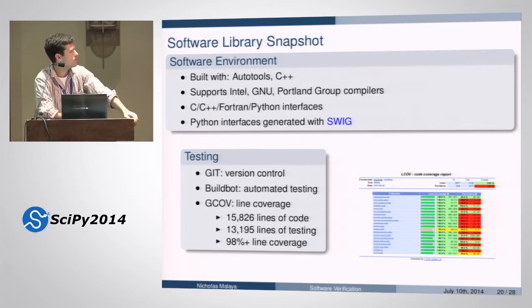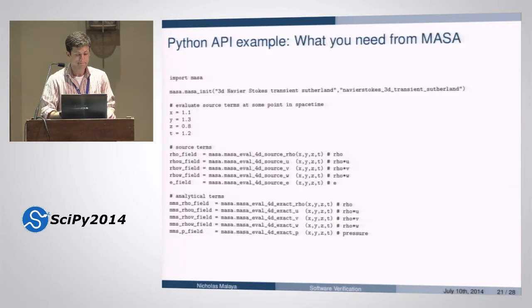And that comes out to, using gcov, about 98% line coverage. So that's pretty good. Obviously, this is SciPy. I wouldn't be here if it didn't have Python interfaces. We're finding increasingly that there are a lot of scientific users using Python, and so it has Python interfaces as well, but the underlying kernel is C, C++.